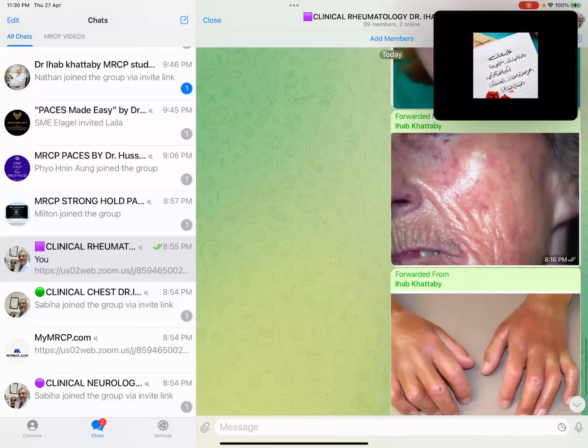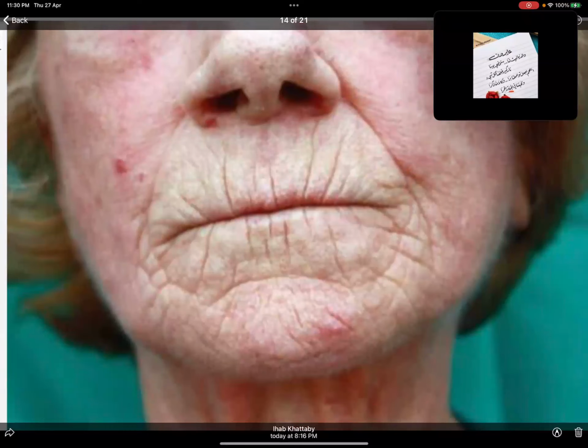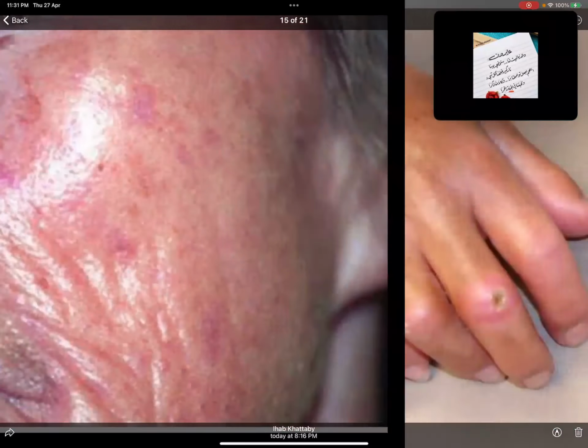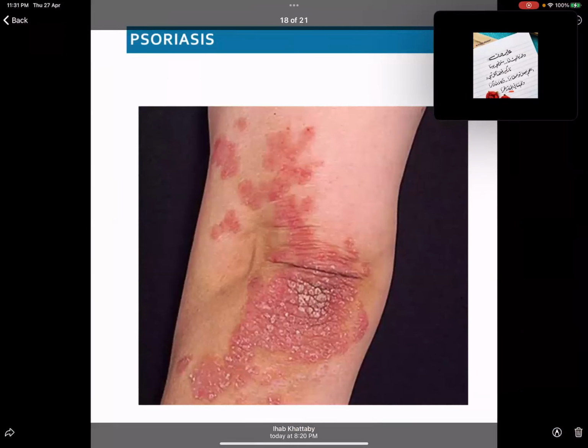So this is spot diagnosis. I love these pictures because they summarize all the knowledge in one image. You will get all the knowledge in only one image, so you will catch the diagnosis easily. These are very beautiful pictures.